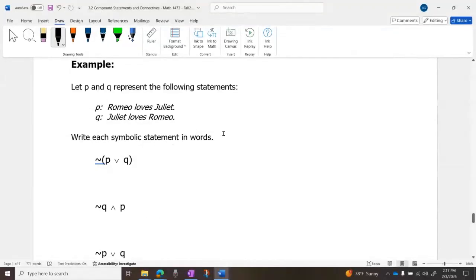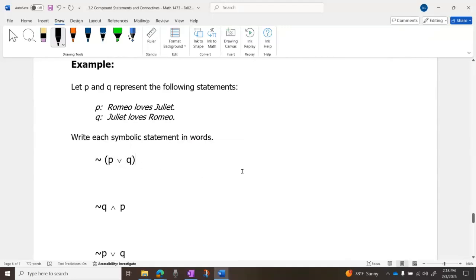In this case, we have two simple statements. P says Romeo loves Juliet. Q says Juliet loves Romeo. And for this symbolic form, we need to know the structure. This negation notation negates whatever is inside the parentheses. It does not only negate the P, it negates the whole thing inside the parentheses. That's why we have a parenthesis, which is a grouping symbol to frame P or Q, right?